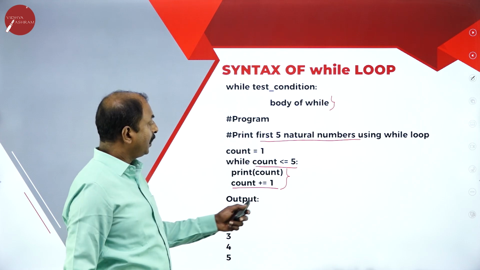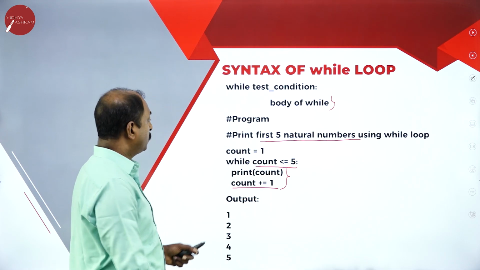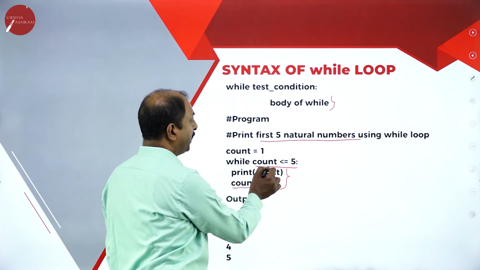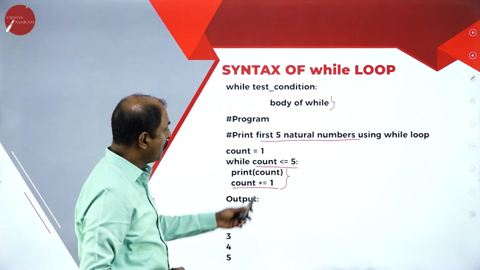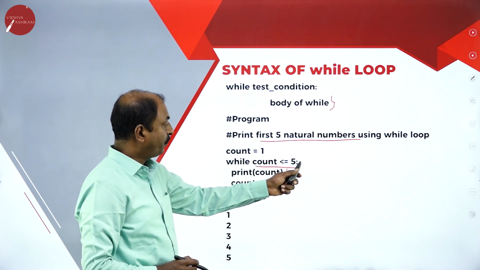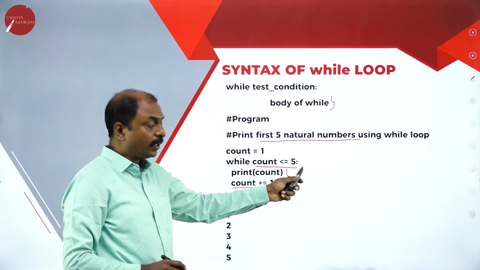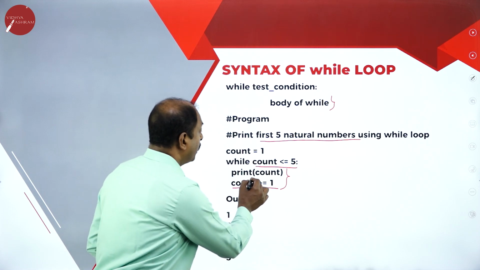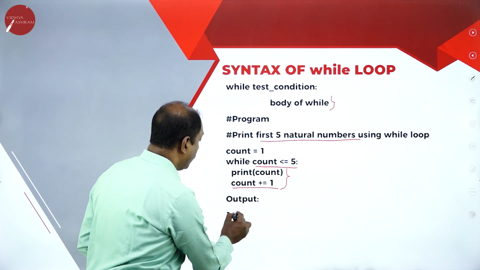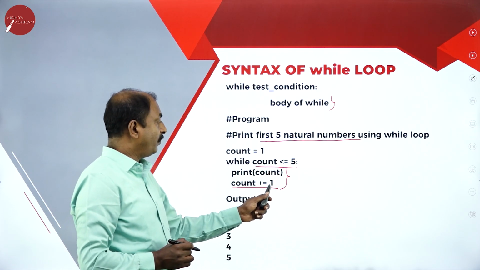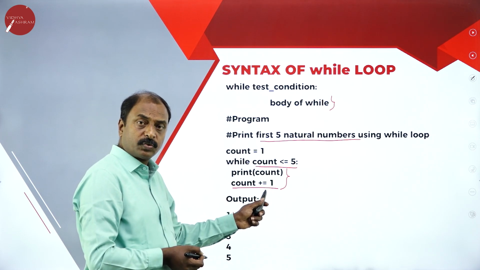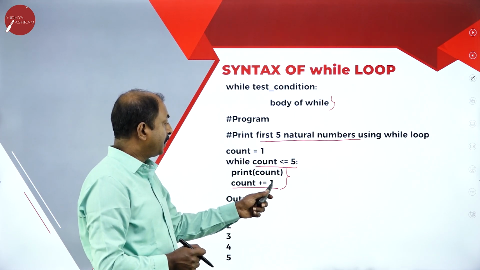So accordingly, what is the output of this? Count equals 1. The first time, what is the value of count? 1 is checked against the condition: 1 is less than or equal to 5. The condition is true, so it enters the loop and prints count. It prints the value 1 and increments the value of count by 1, which is count equals count plus 1. So this is 1 plus 1, 2.